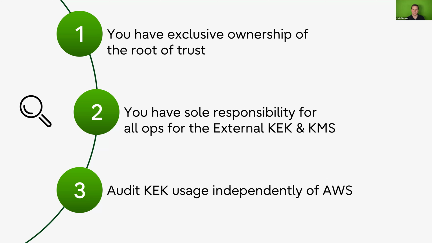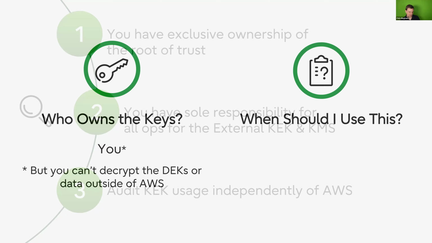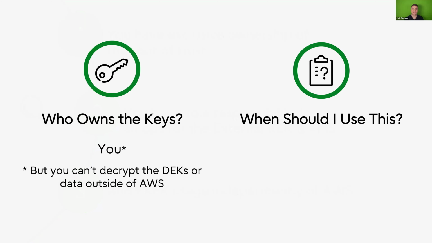And for the final time today, let's map this to our critical questions. You still own the key, specifically the external key encrypting key, which encrypts the AWS-generated key encrypting key from KMS. However, with XKS, the encryption system used for the data remains AWS proprietary, preventing us from decrypting the data outside of AWS.